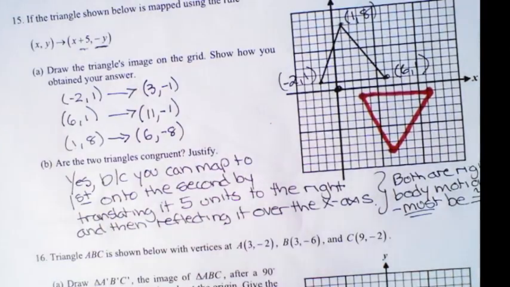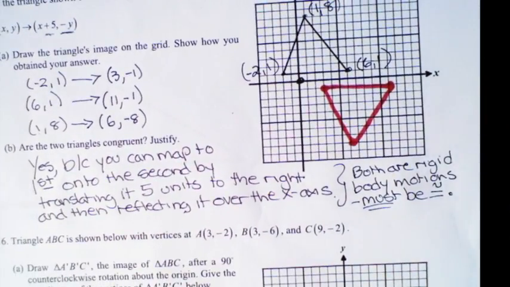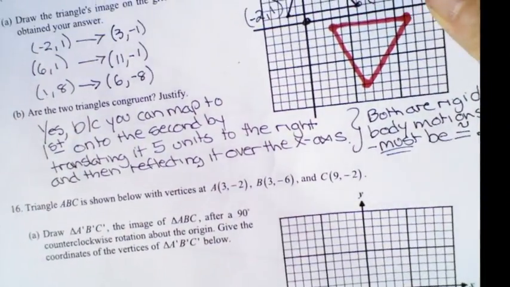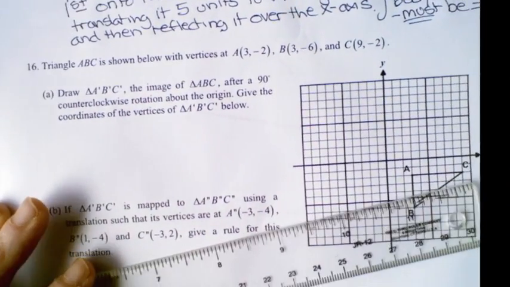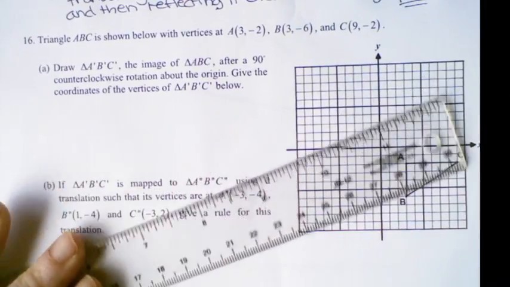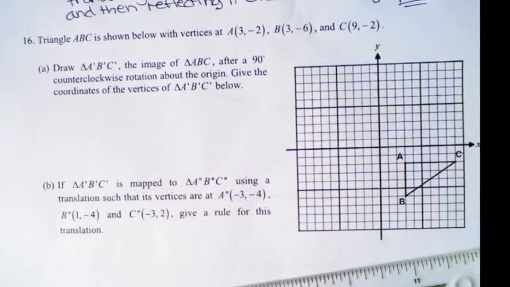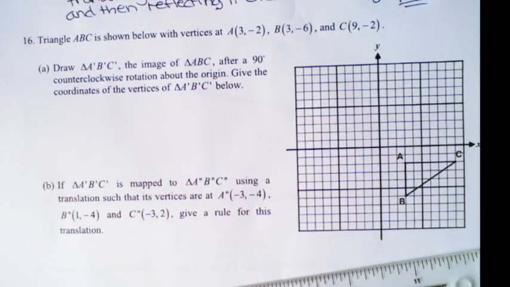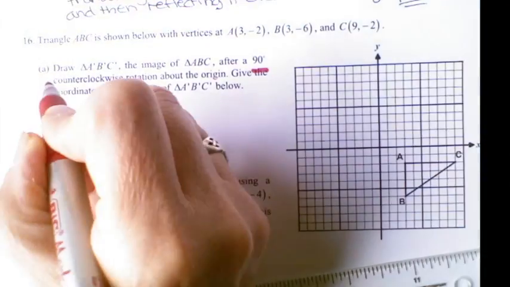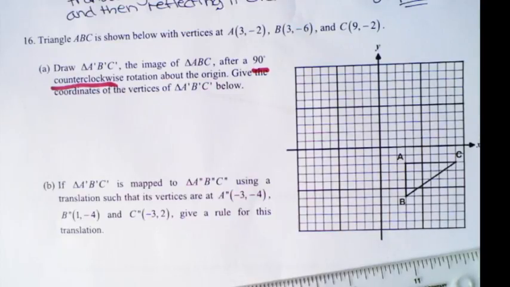Okay. Problem number 16. I'm going to move the paper up. Okay, so 16, you have a triangle shown there in your picture with those coordinates. You have to draw now, I see primes, so I have to draw a new image of this triangle after a 90-degree counterclockwise rotation about the origin and give the coordinates of this.